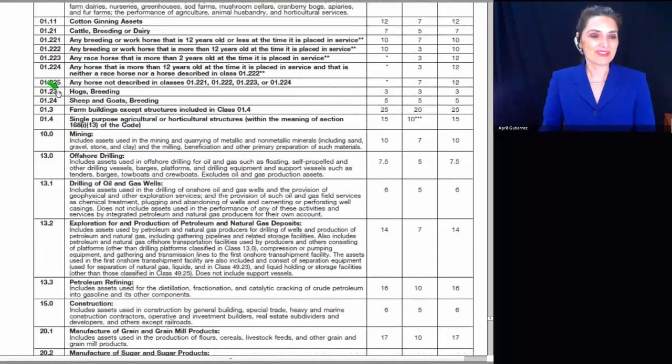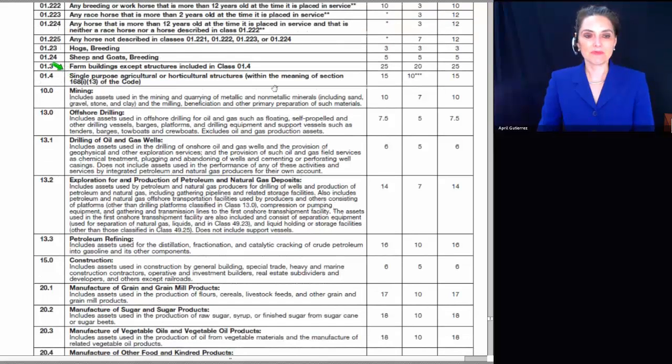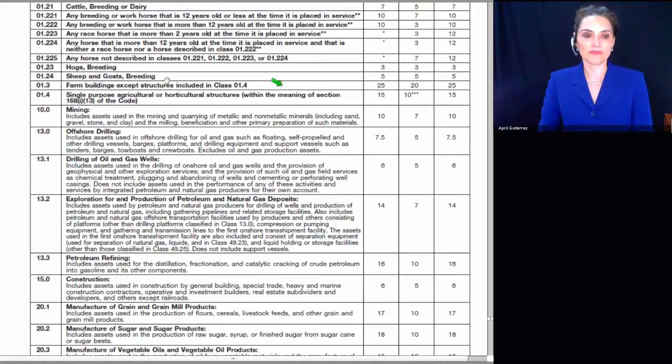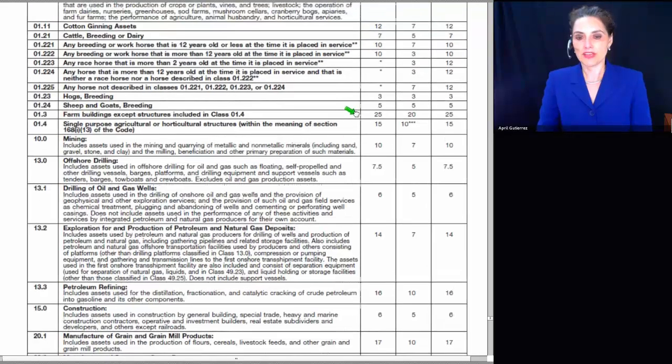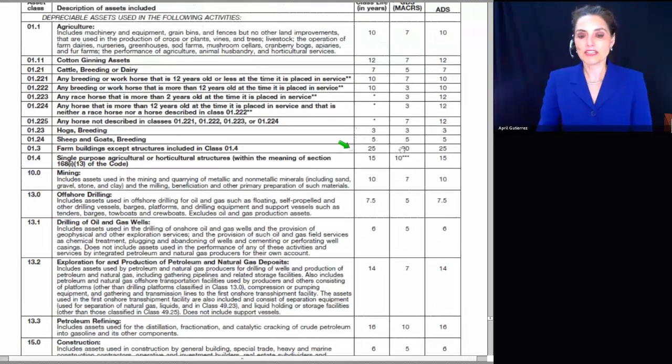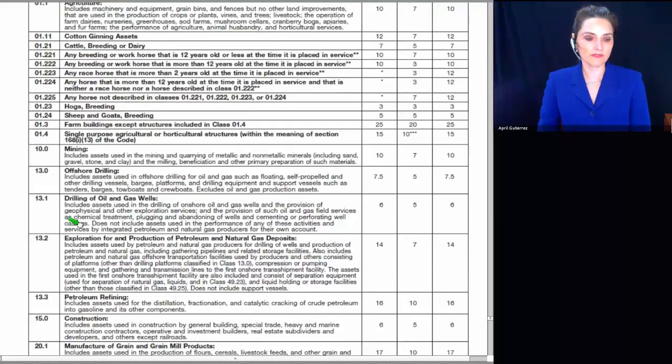And then we move on to hogs and sheep and goats. Well, although a horse can be divided into 4 different classes depending on the exact description of that horse, sheep and goats are general. We'll throw sheep in the same category as goats, and so on. So farm buildings, an important one here would be most farm buildings except certain other structures used in farming, but the barns themselves are 25-year class life assets, and they're depreciable under MACRS over 20 years or under ADS under 25 years.